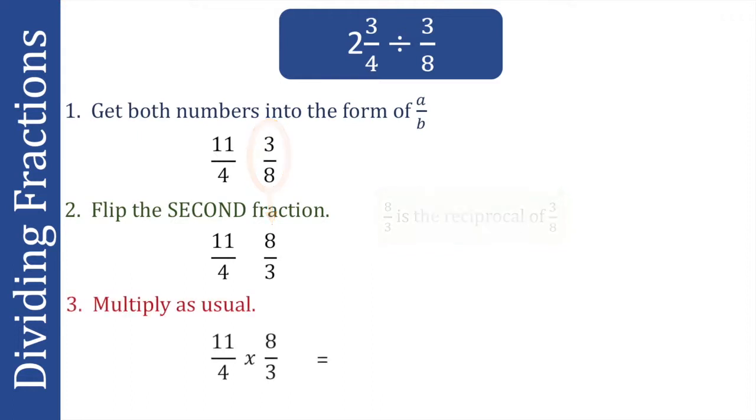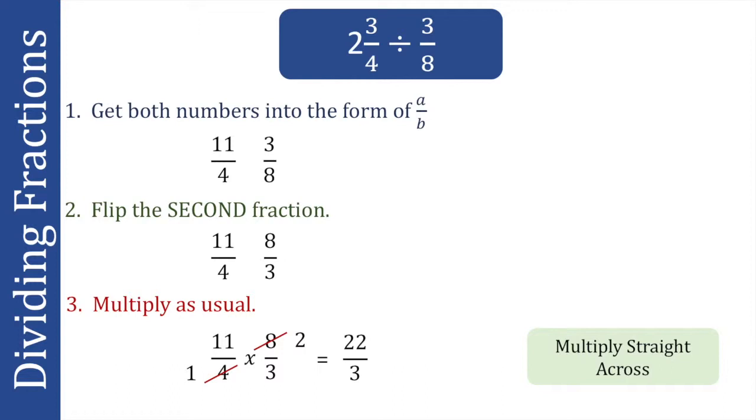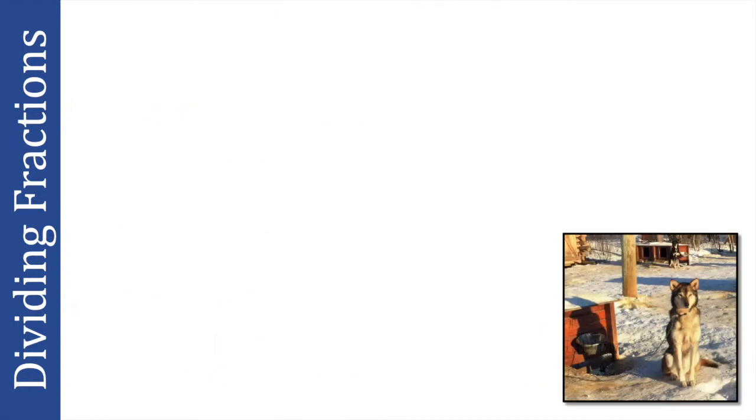And the last step is just to multiply as usual. So let's cross cancel first. Let's see, 4 and 8 are both divisible by 4. So the 4 becomes a 1, the 8 becomes a 2, and then we just multiply straight across. 11 times 2 is 22, 1 times 3 is 3. So 22/3, or 7 1/3. That's not too bad, right? So let's go back to the dogs and see how we would use this in a dog sledding organization.